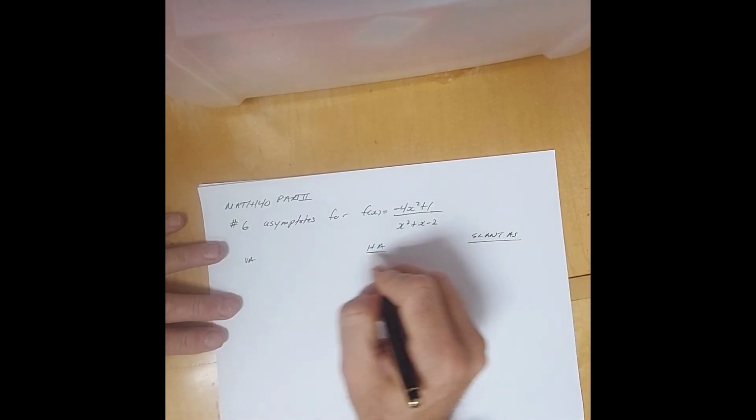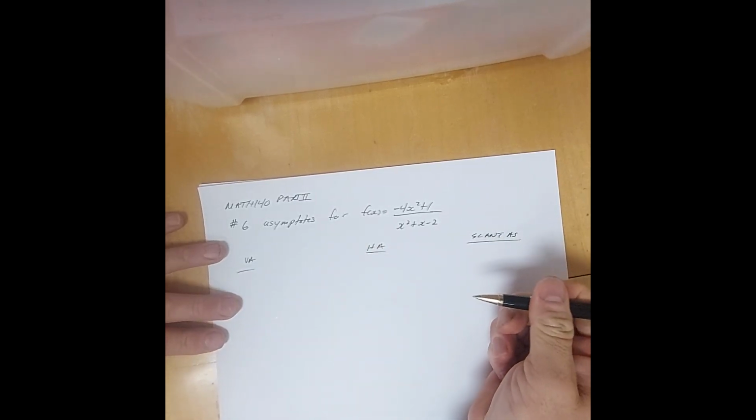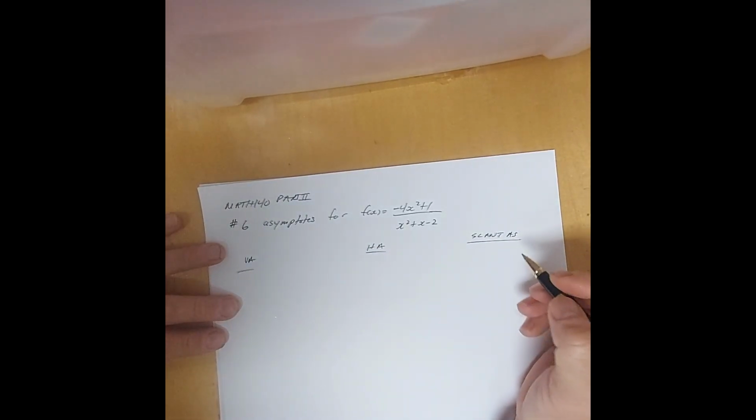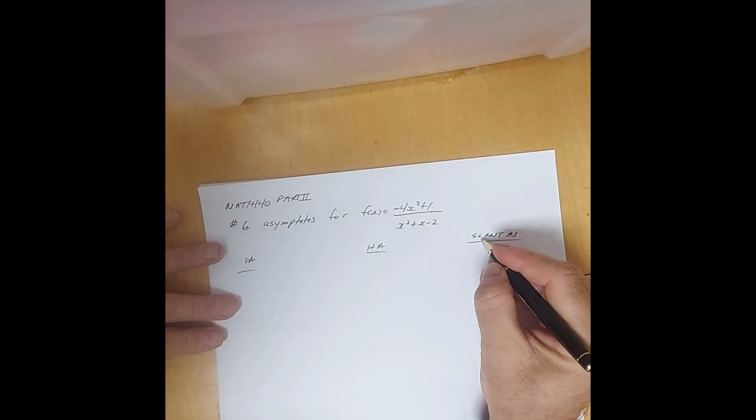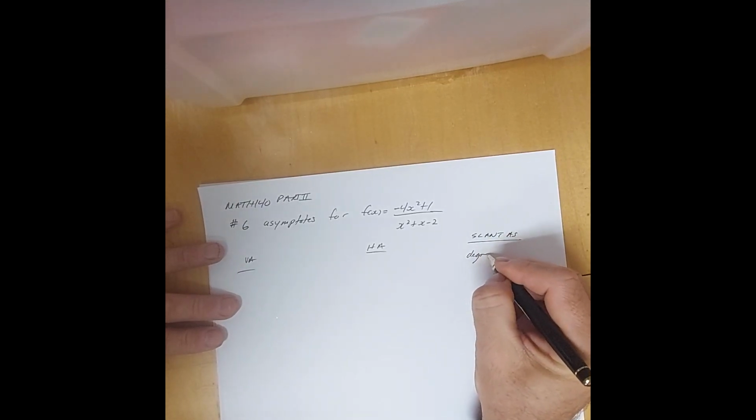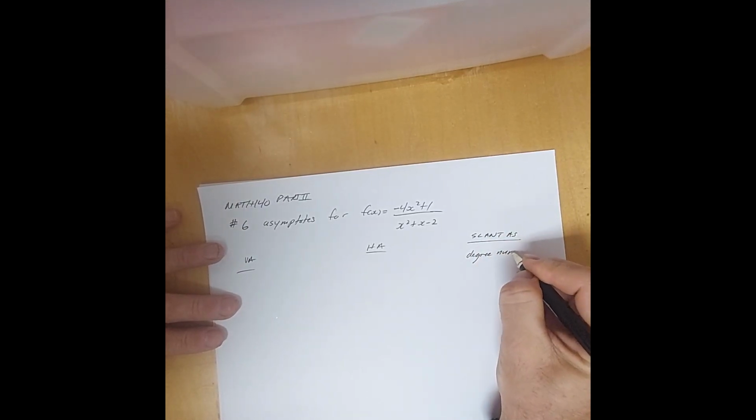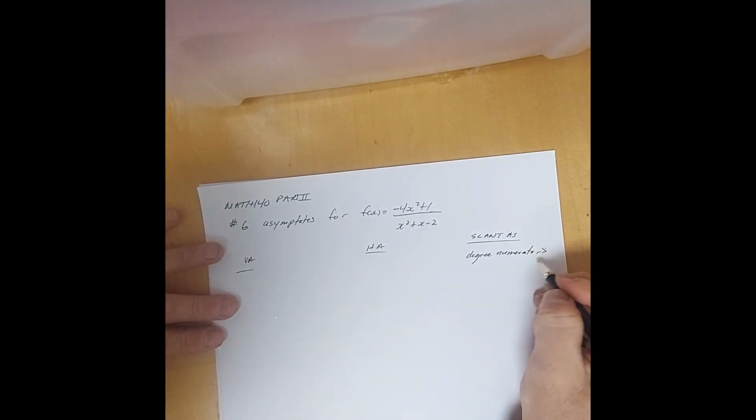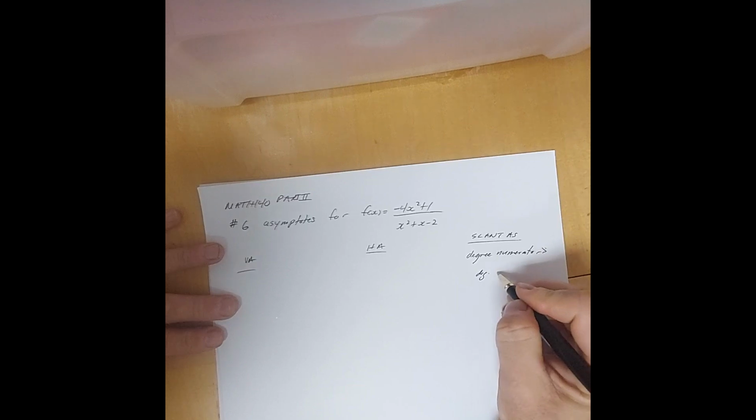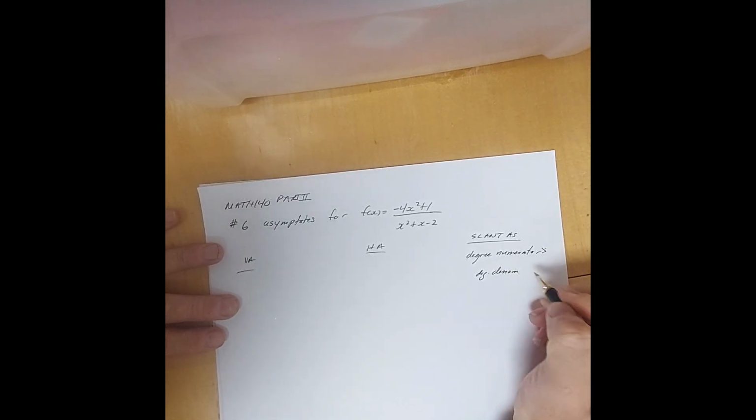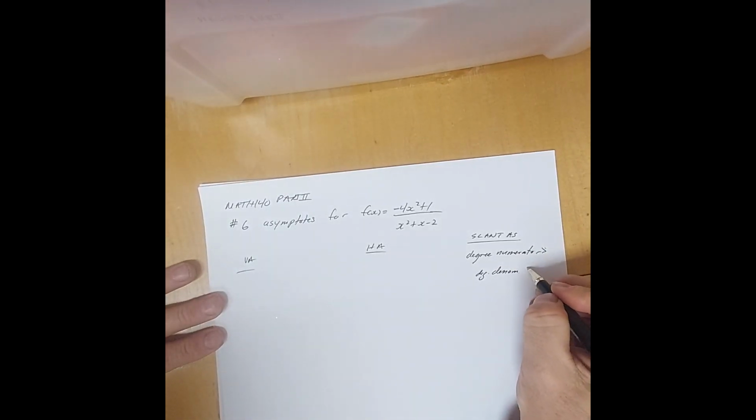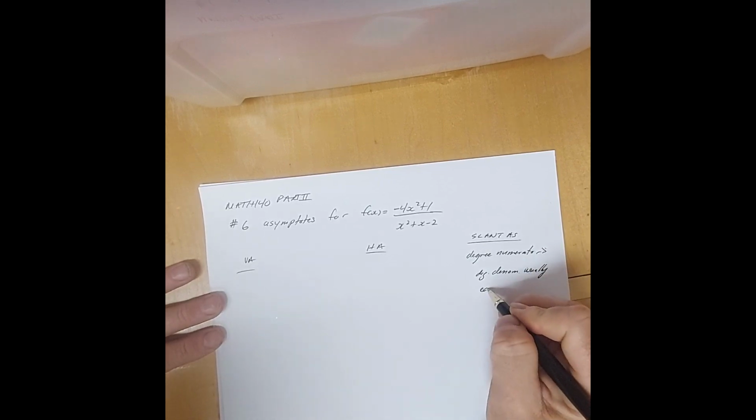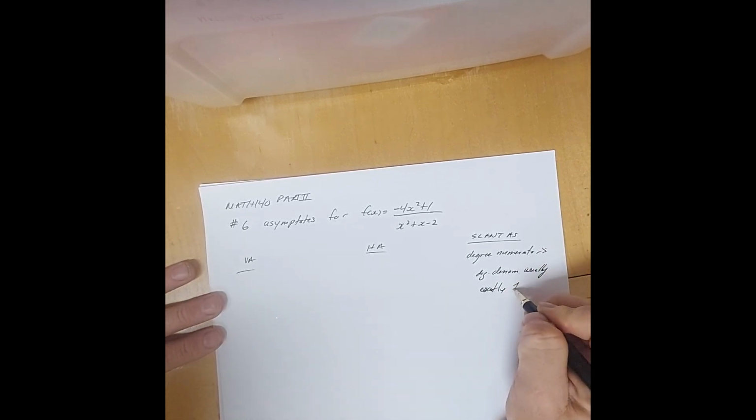So we can consider these. We'll kind of go in this direction in terms of ease of computation. So for slant asymptotes, the degree of the numerator has to be greater than the degree of the denominator. And typically, it has to be exactly 1 degree greater.